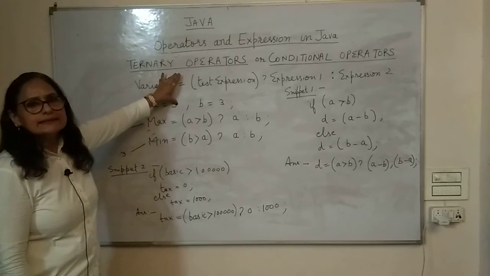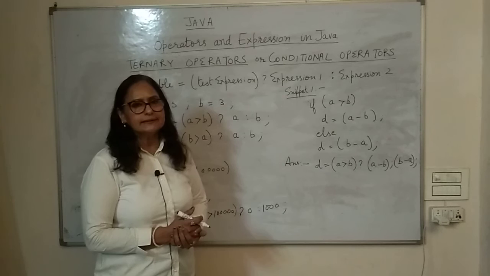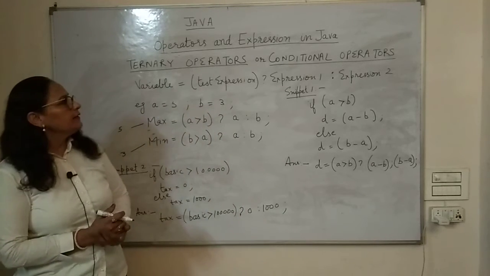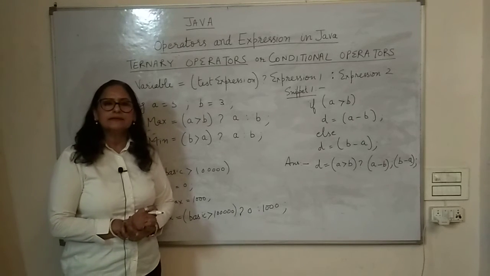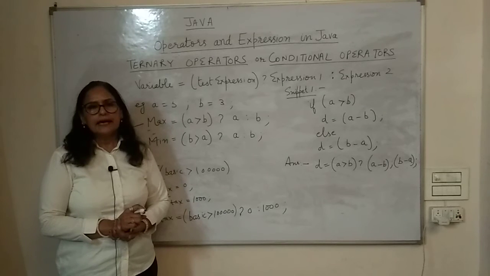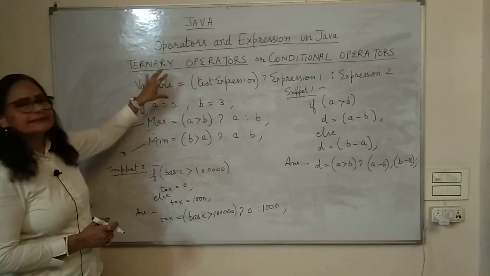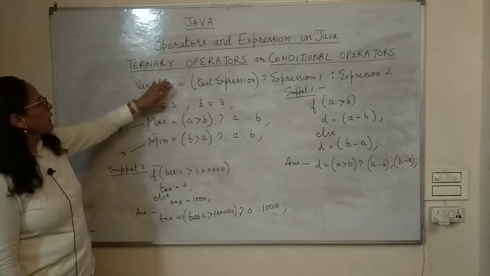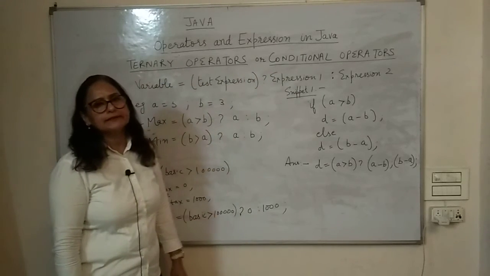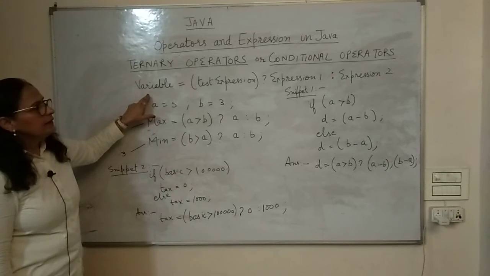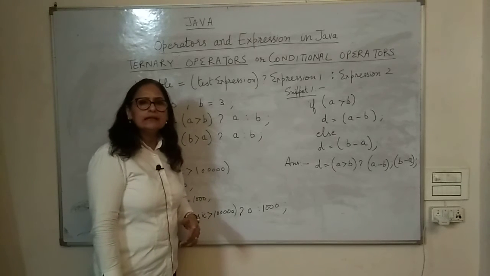Now let's start doing ternary operators. Till now we have done unary operators and binary operators, and now there is the ternary operator. Remember, in unary operators there was only one operand. In binary operators there were two operands, and now in ternary operators there are three operands. Ternary operators are also known as conditional operators. Here we can also say that these operators replace the if-else condition.